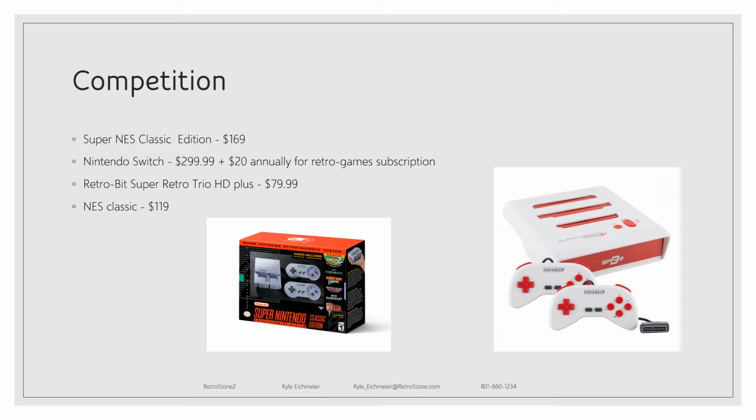The main competition for the RetroStone 2 is as follows: the Super NES Classic Edition for $169, the Nintendo Switch, which is $299.99 plus a $20 annual subscription fee for the retro games, the RetroBit Super Retro Trio HD Plus for $79.99, and the NES Classic for $119. The main advantages over the competition that the RetroStone 2 has are its open source system, so the user can customize which games they would like to play on their console, and also the ability to play on your TV and also on the go.